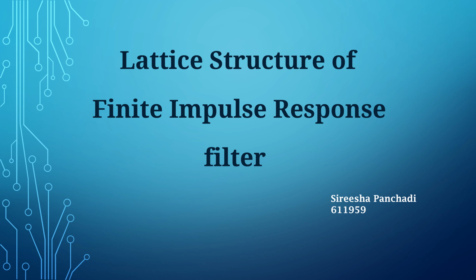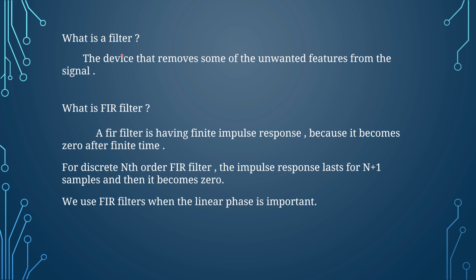In this video, I am going to discuss the lattice structure of FIR filter. Let's see what a filter is. It is a device that is used to remove unwanted features in a signal. And what is a FIR filter? It is a filter with finite impulse response. It means the response of a filter is finite when an impulse signal is given as input. For nth order FIR filter, the impulse response becomes 0 after n plus 1 samples.